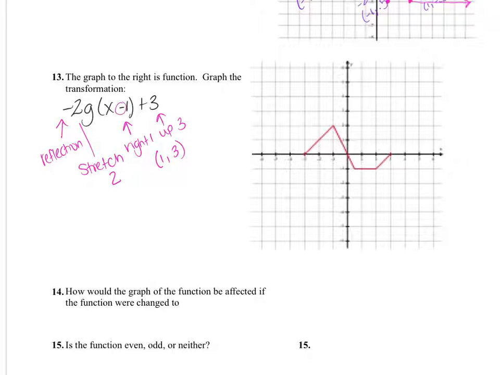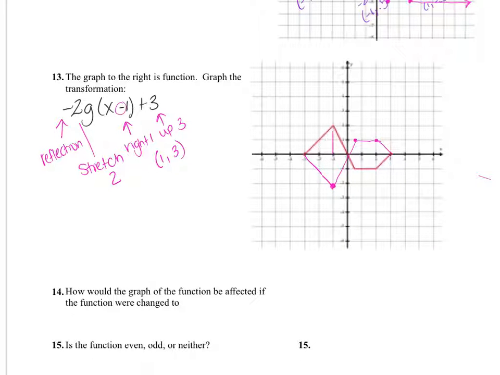So let's start with our reflection first. When it's on the x-axis, it's not going to go anywhere. So we only have a few points to mess with. So right here, it's going up 2, so we're going to make it go down 2. It's going down 1, so we're going up 1. And then again, it's back on the x-axis.